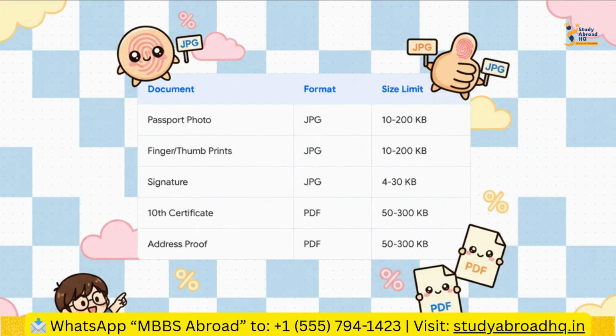This table breaks down exactly what you'll need. Just notice the different file formats and, of course, the size limits. Your photos, signature, and fingerprints all need to be JPGs, but your 10th certificate and address proof have to be PDFs. Getting these sizes and formats right before you start uploading is the secret to success here.